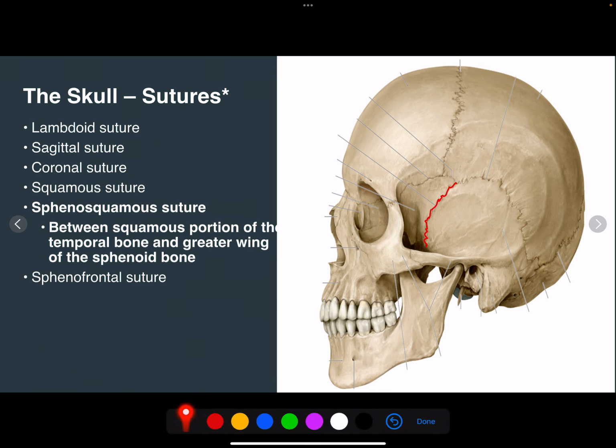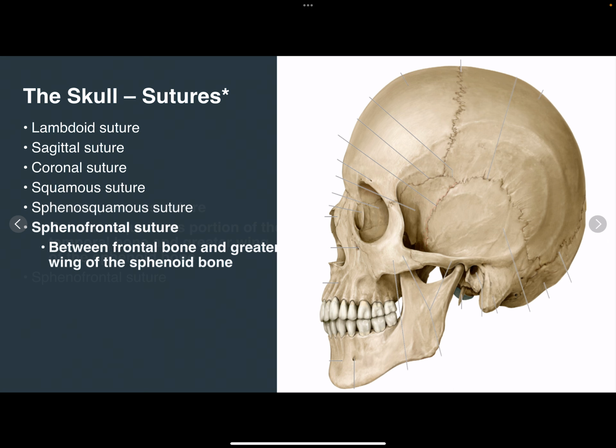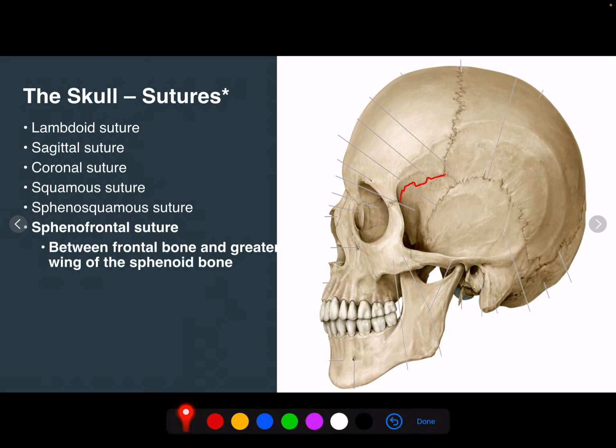We have something called the spheno-squamous suture, and it's between the squamous portion of the temporal bone and the greater wing of the sphenoid. And then finally, we have our sphenofrontal suture, which is between the frontal bone and the greater wing of the sphenoid bone. Okay? Frontal, parietal, temporal, sphenoid. Now you should be able to determine where this suture is by breaking down the word. Spheno meaning sphenoid, frontal meaning frontal. This is the suture that separates the frontal bone from the sphenoid.